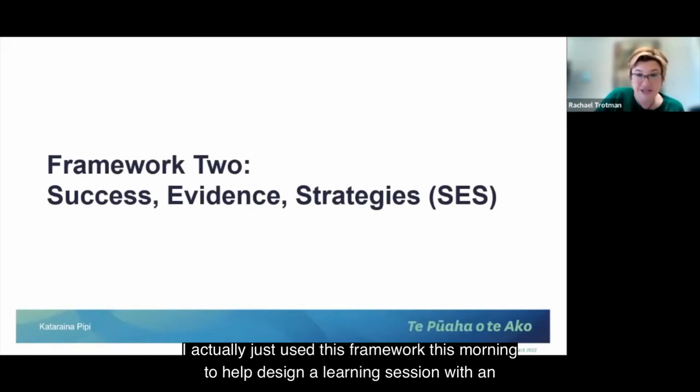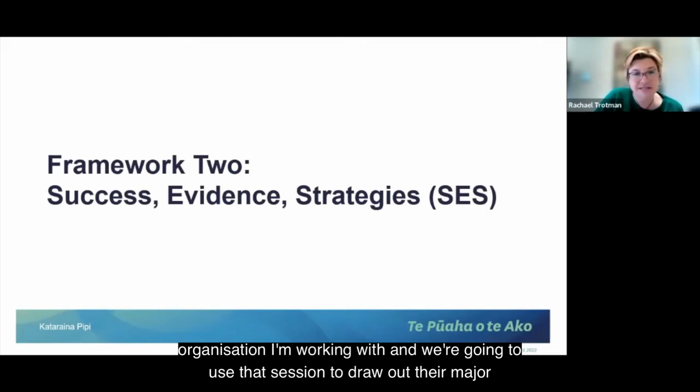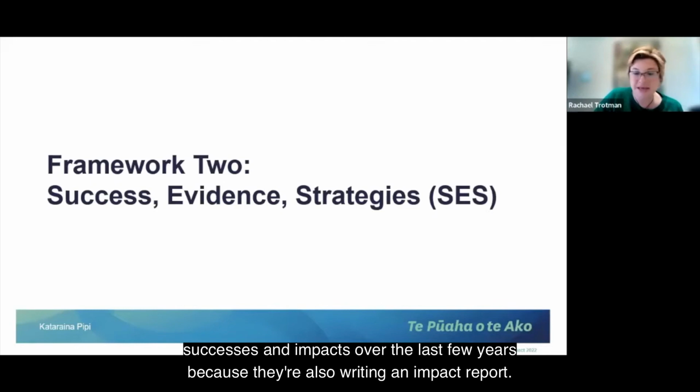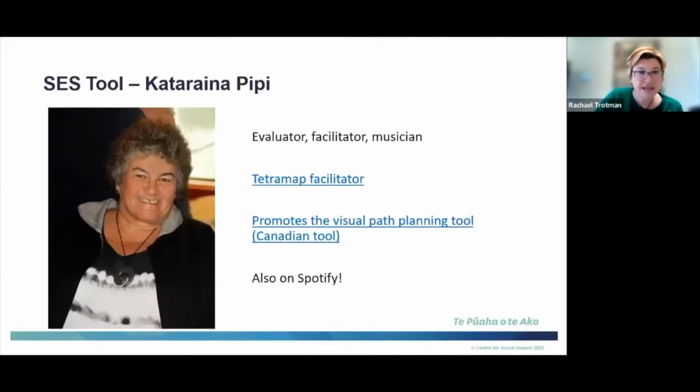I actually just used this framework this morning to help design a learning session with an organisation I'm working with. And we're going to use that session to draw out their major successes and impacts over the last few years, because they're also writing an impact report.